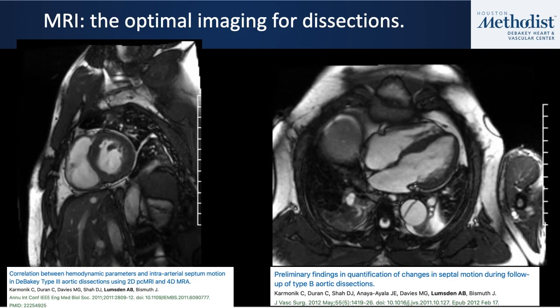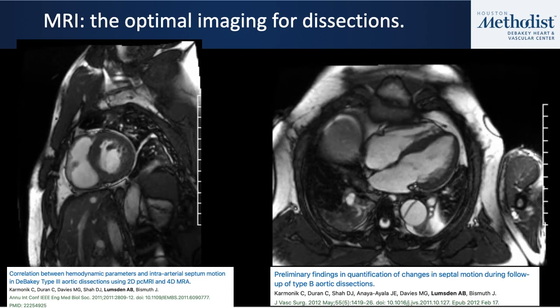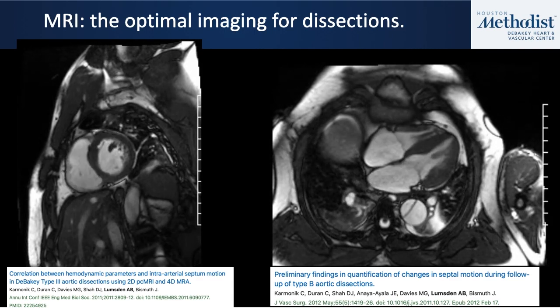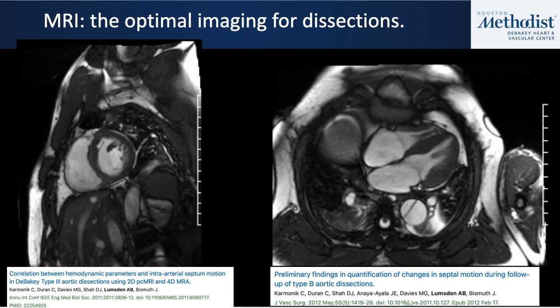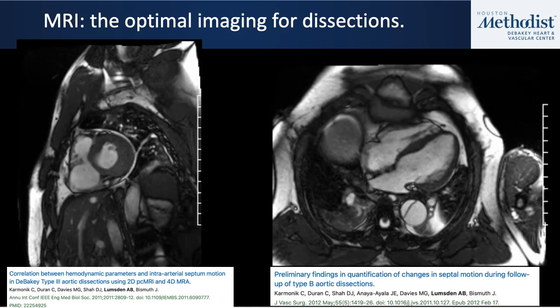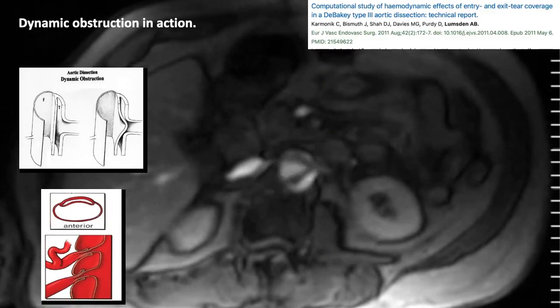And you can see how this is one cardiac cycle that's repeating. You can see almost a spiral flow pattern in the false lumen. And you can see the septal motion. And we believe that as the septum matures, that motion decreases. And there are algorithms which allow us to actually measure that. We think it's important. It shows you the power of dynamic obstruction.